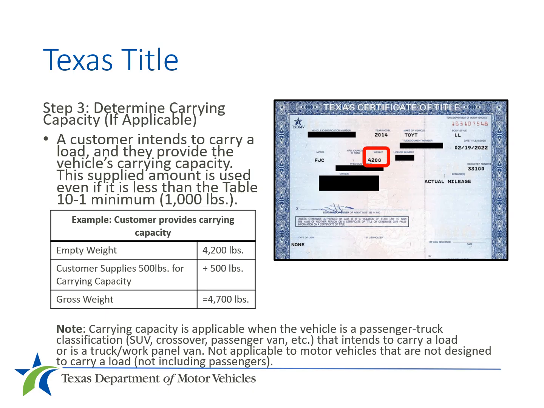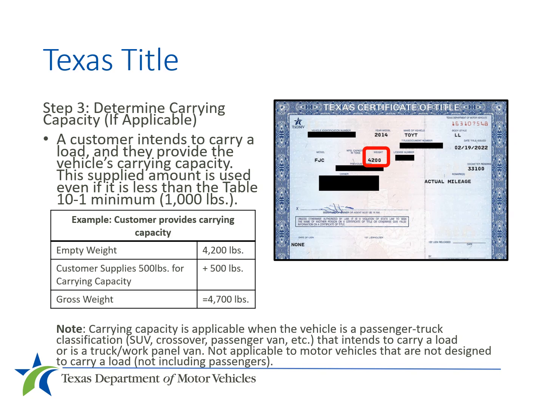For Texas title vehicles, if the customer can supply the carrying capacity they intend to carry in their vehicle, you can use this information as the vehicle's carrying capacity. So in this scenario, the customer has stated that they intend to carry a load, and they state that the vehicle's carrying capacity is 500 pounds. Because of the supplied information, you would enter the empty weight as 4,200 pounds and the carrying capacity as 500 pounds.